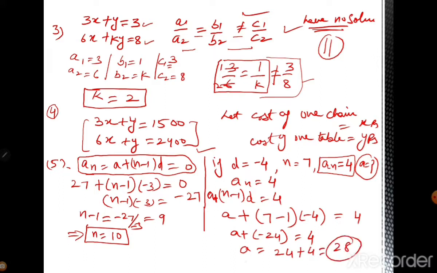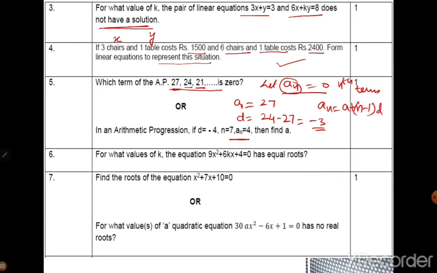So what is your first term? Your first term is 28. So that is what you had to find out. In an arithmetic AP series, if D is this one, N is this one, AN is 4, then find the value of A. We got A as 28. Right. Now come to the next question.